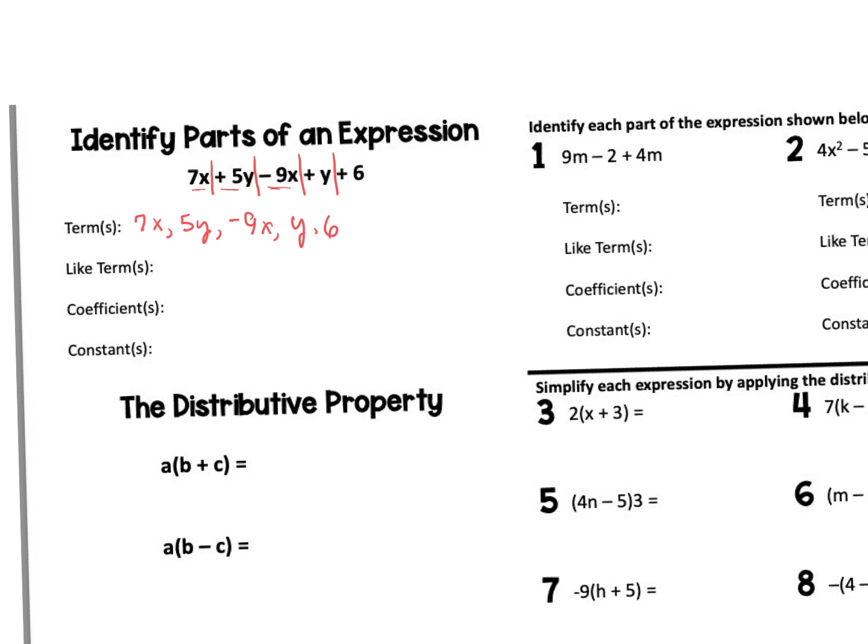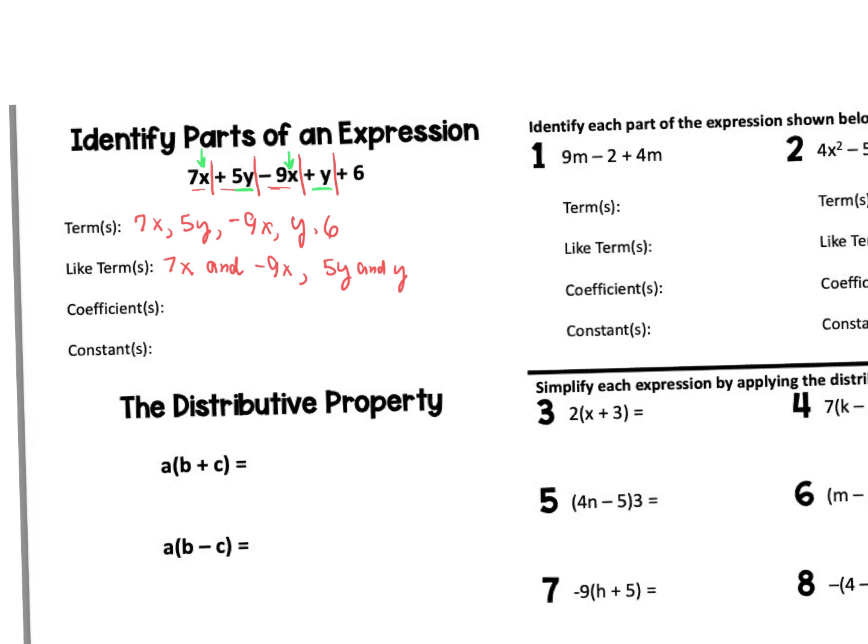Like terms are those terms that have the same variables. They have to have identical variables. So your like terms in this expression would be 7x and negative 9x, and 5y and just regular y. Okay?